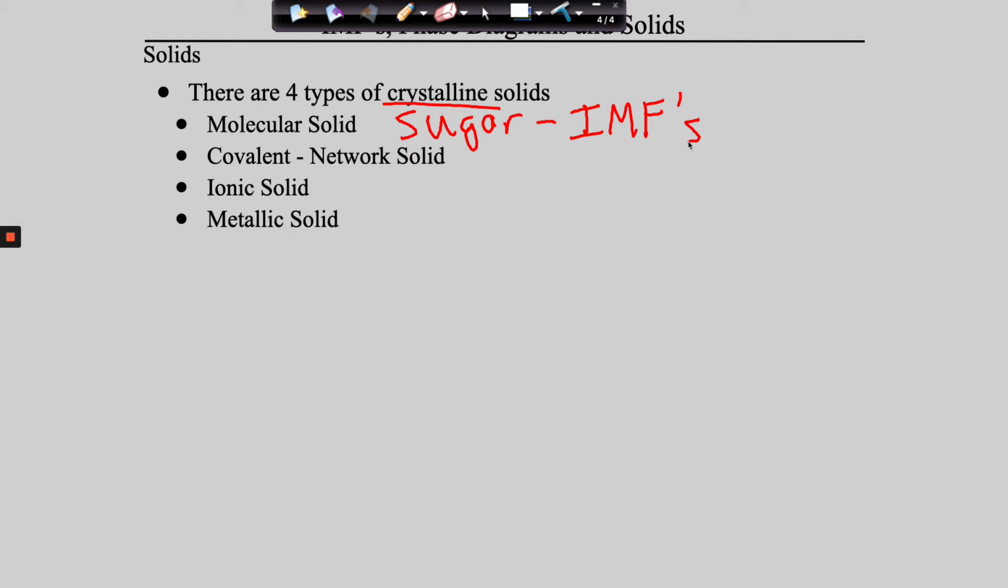If you could picture a crystal of sugar, you've got these sugar molecules as the points in a crystal lattice, but the forces that hold the crystal lattice together are intermolecular forces. That's why sugar melts at a relatively low temperature. You're not breaking the covalent bonds inside the sugar, you're just breaking the IMFs. Is that one okay? Okay, then guys, covalent network solids, think diamond.